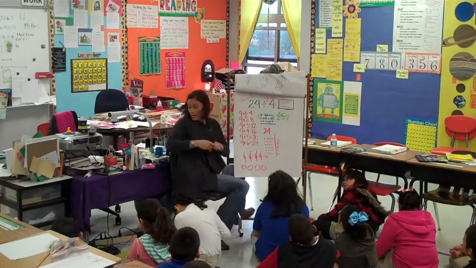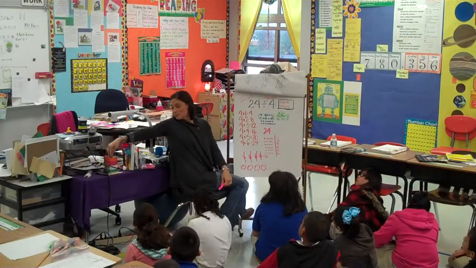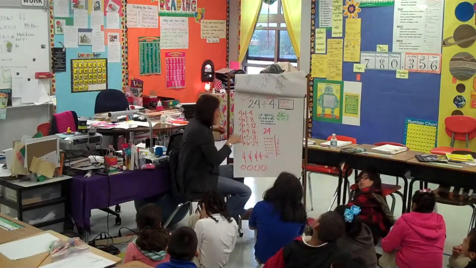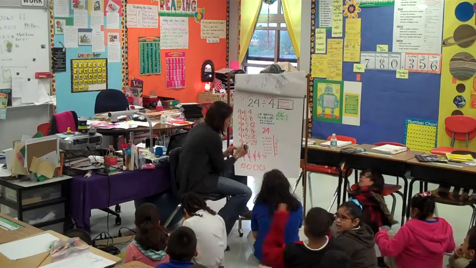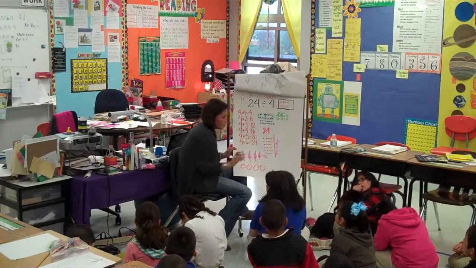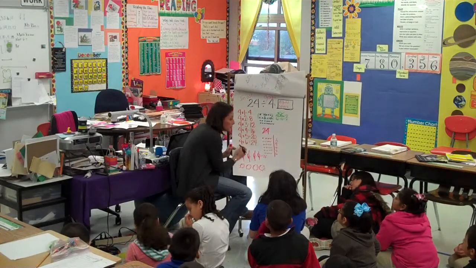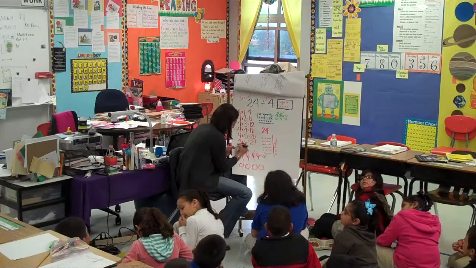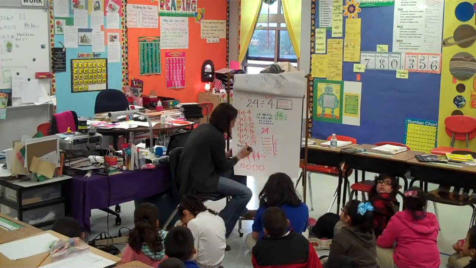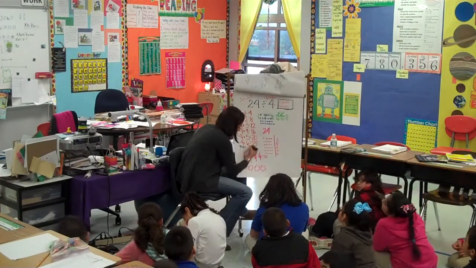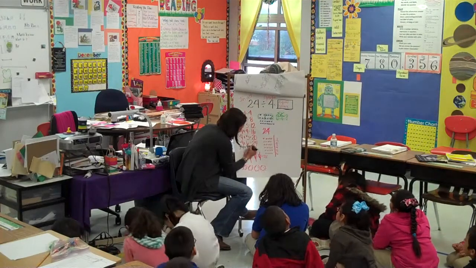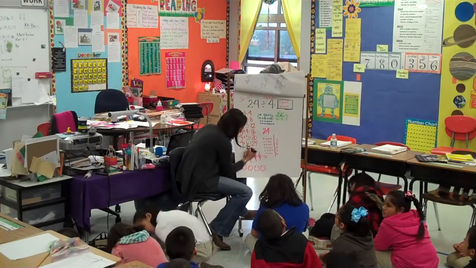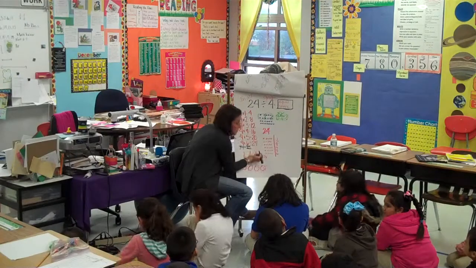Okay, so then you're saying that for the multiplication part, this is the what? The groups. Okay, so this would be the groups. This is the equal share. Okay. And this is the in all.